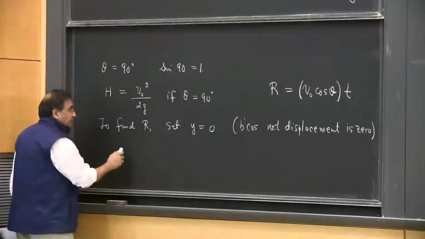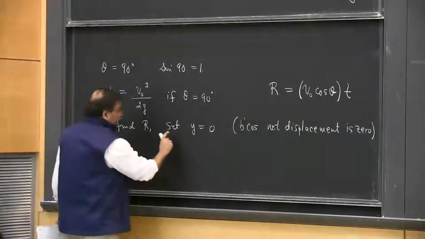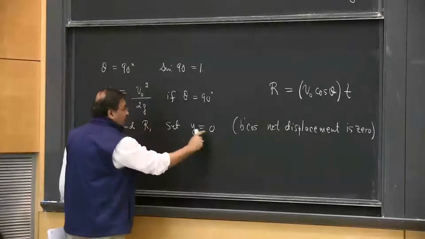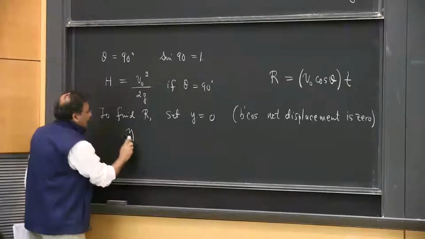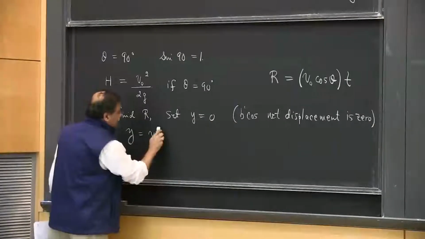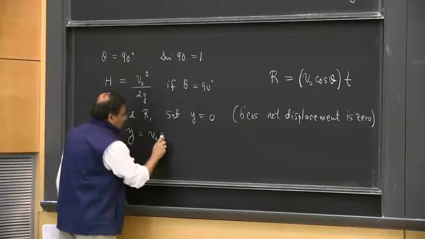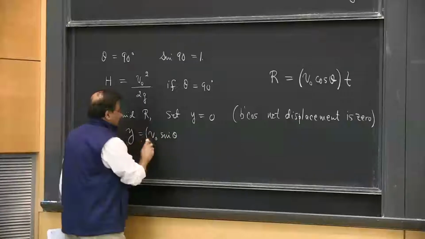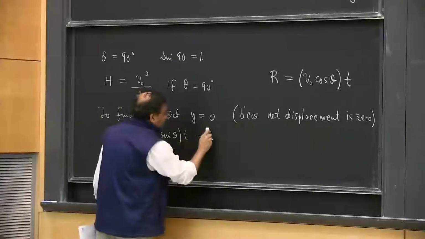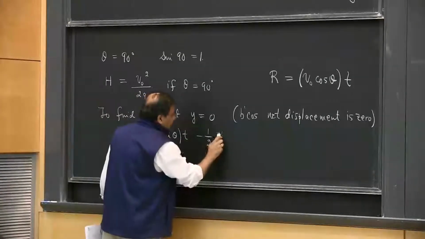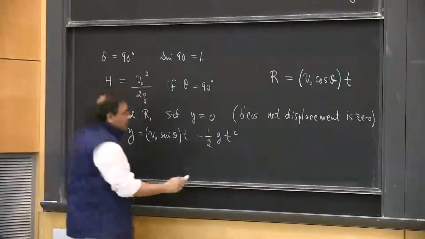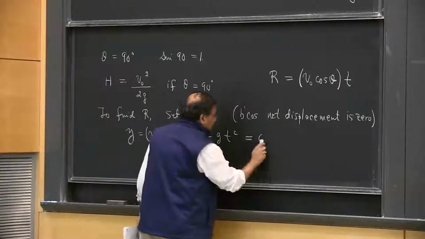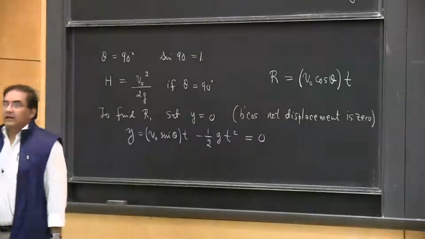Therefore, let's find the time. Since I want to use the fact that y is equal to 0 and I want to use time, I have no choice but to write y equals v0 sine theta times time minus 1/2 g t squared. And y of course is 0, so I would just set this equal to 0. Any questions so far?